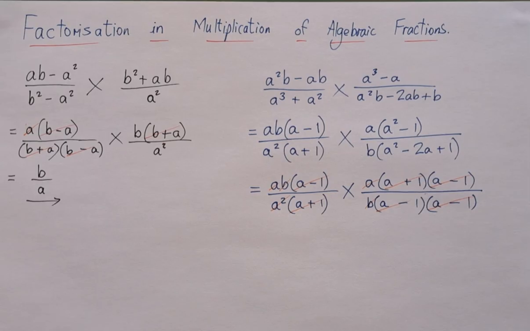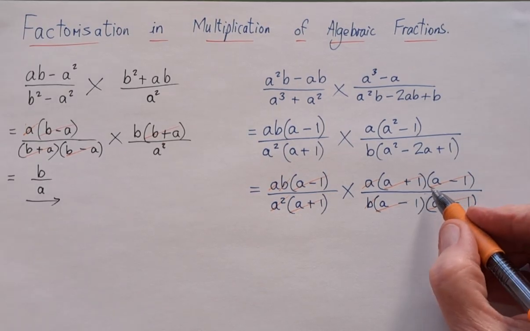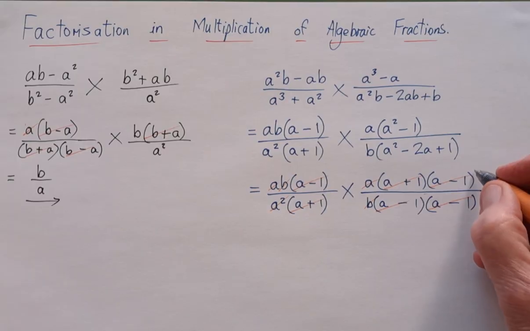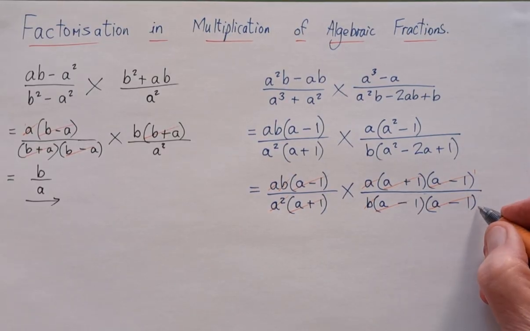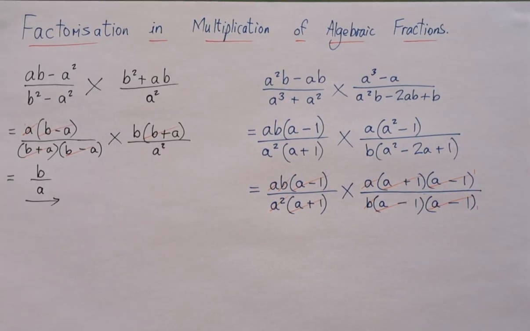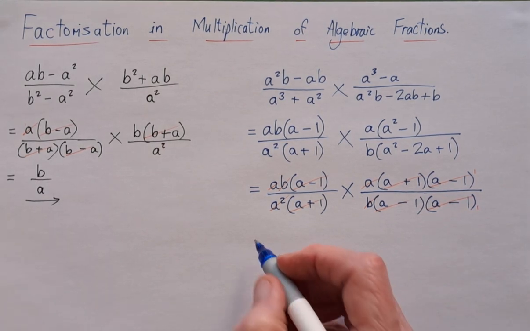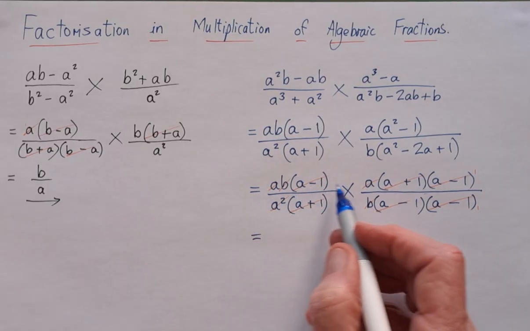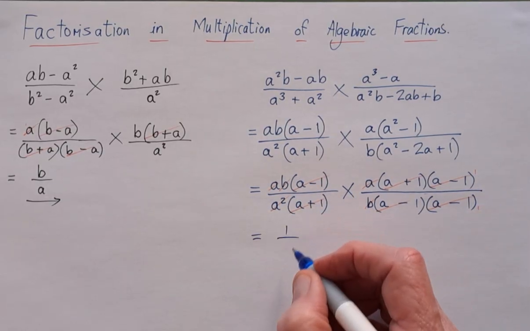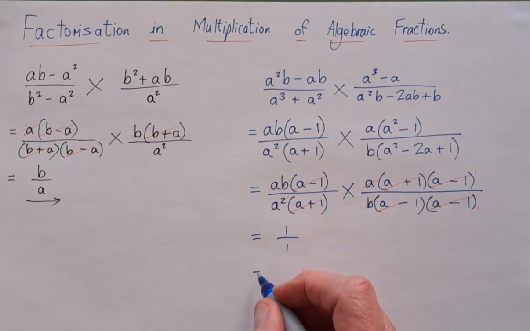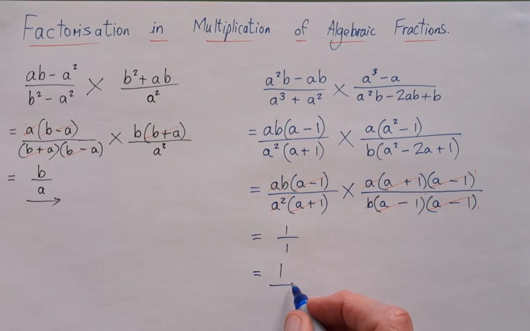So I appear to have cancelled everything out, but remember what's actually happening is you're saying a minus 1 goes into itself once, and a minus 1 goes into itself once. So even though we don't write all those ones down when we're cancelling, they are all ones, and so therefore I have 1 times 1 over 1 times 1, which means that I have an answer of 1.